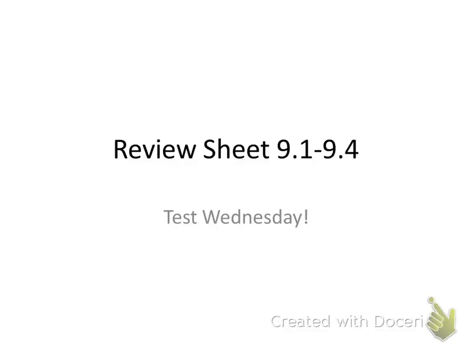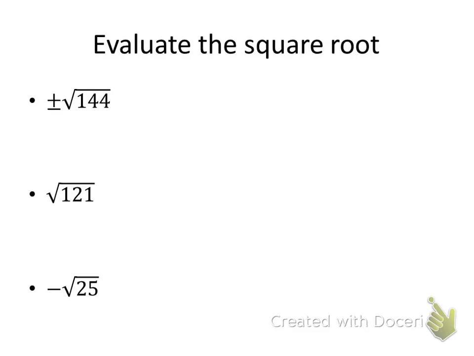We are going to go over the answers to the review sheet for chapters 9.1 to 9.4 for your test that will be tomorrow. So the first 3 questions just say evaluate the square root. Now, when it's a perfect square, as long as you know the answer, there's really no work to show. But these signs are what we need to pay attention to, because whatever sign they put on the outside has to be in your answer. So Ethan, what did you get for number 1?